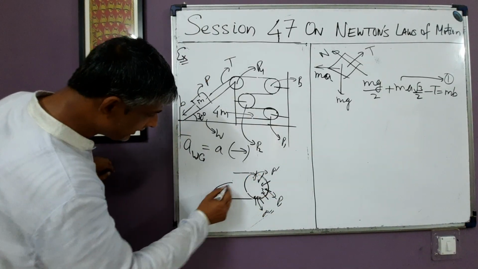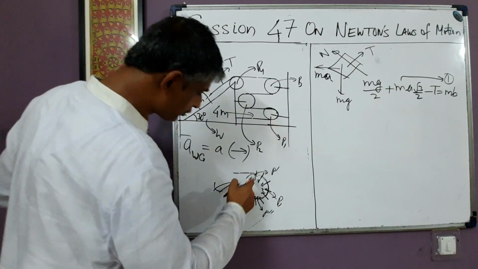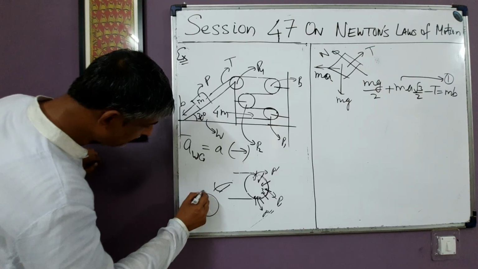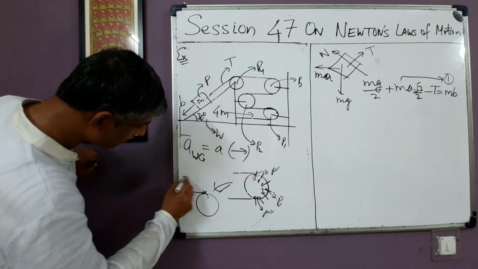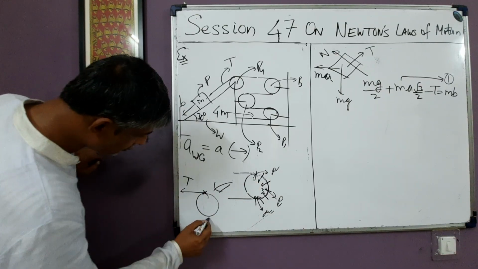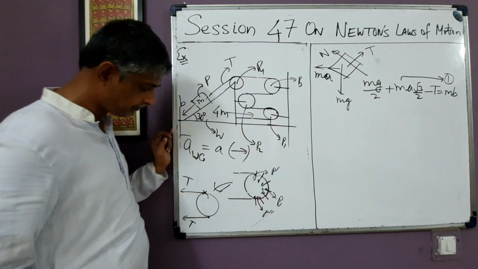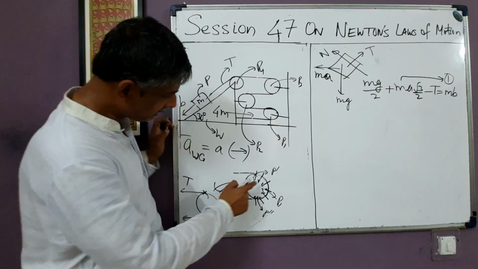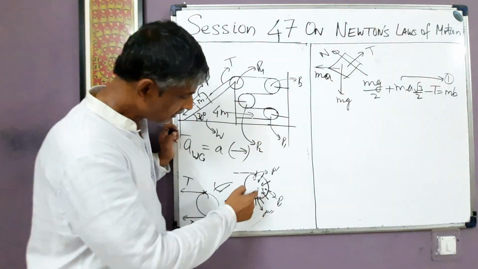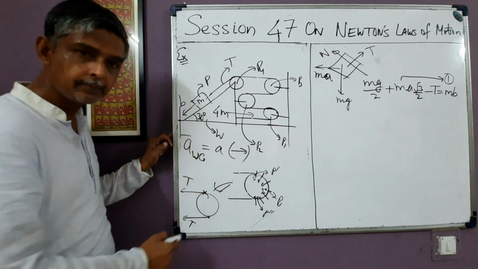So effectively we will say that this string exerts a force of T at the highest point P dash of pulley P1, and this string exerts a force of T at the lowest material point P double dash of pulley P1. So if you find the resultant of these forces, this will be T in this way and T in this way.